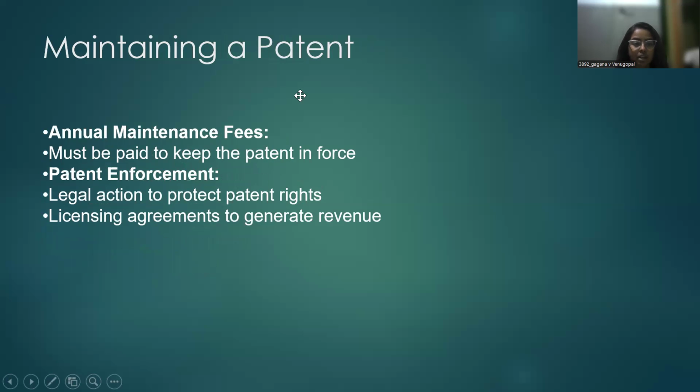Maintaining a patent: an annual maintenance fee must be paid to keep the patent in force. It's not like once you file a patent, you can just leave it. There must be some fee which needs to be paid in order to keep the patent in force. Patent enforcement: legal action to protect patent rights. There must be certain legal action followed in order to protect the patent rights. Licensing: agreements to generate revenue. There are also certain agreements which need to be licensed.